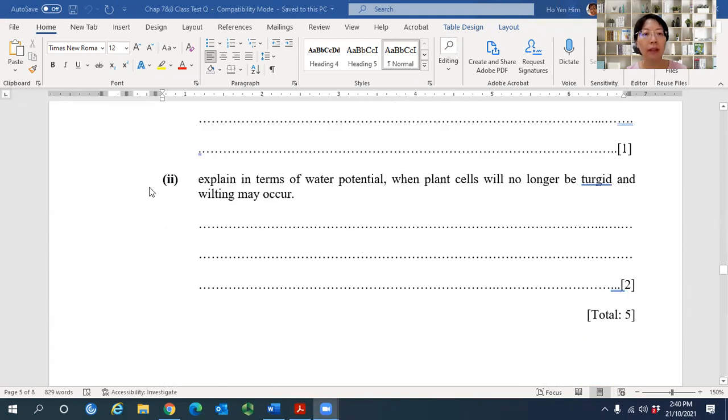Part 2. Explain in terms of water potential. Again, you see here, in terms of water potential, when the plant cells will no longer be turgid and wilting may occur. That means the plant cells lose water. So how can water move out from the cell? It must be driven by a water potential gradient. So the water potential of the cell must be higher than the water potential of the surrounding.